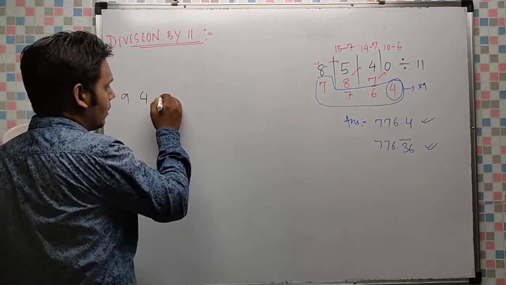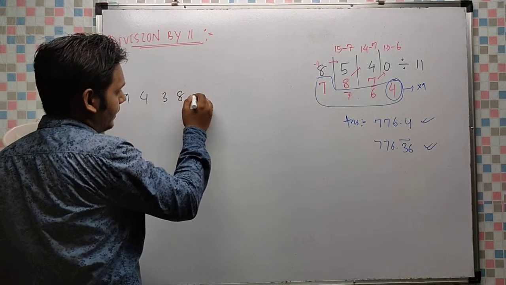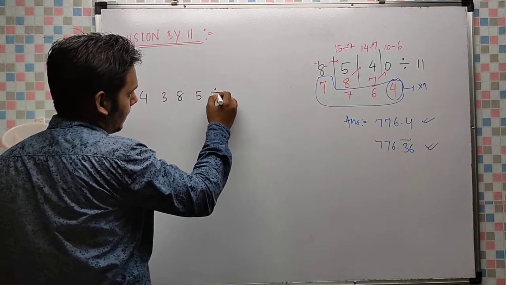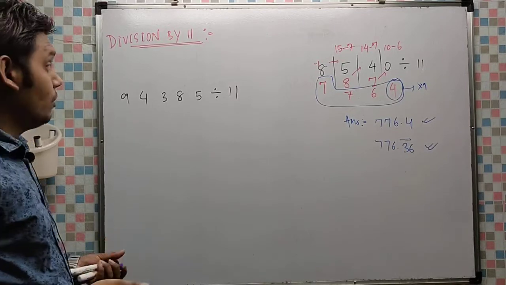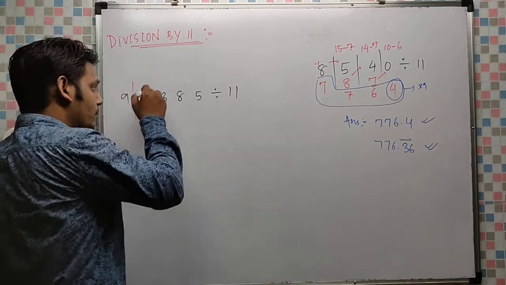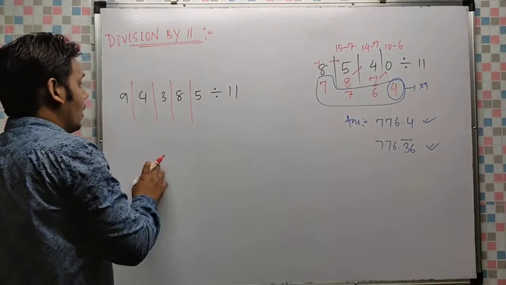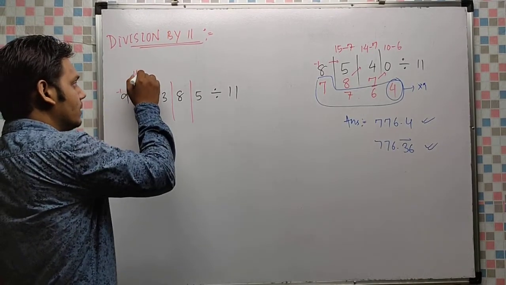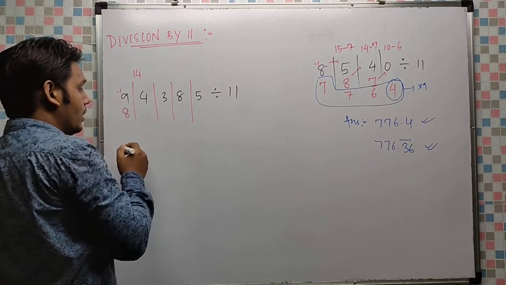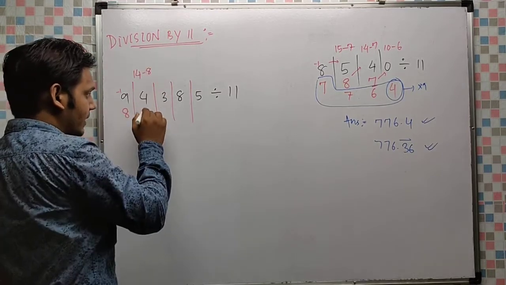9, 4, 3, 8, 5. So what we have to do here, first we have to separate the digits. 9 minus 4 is not possible. So we have to give 1, that means 4 will become 14 and 9 will turn to 8. So 14 minus 8, that is 6.